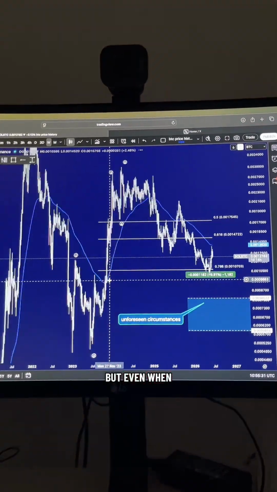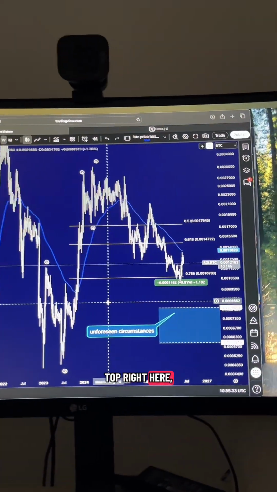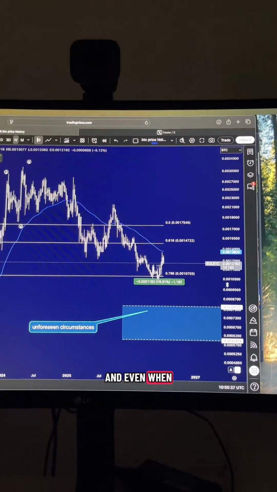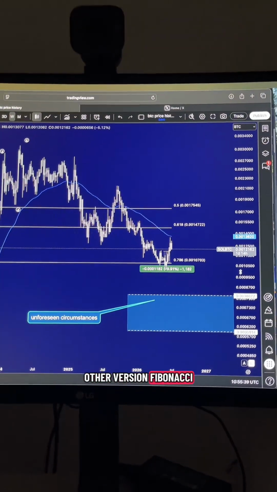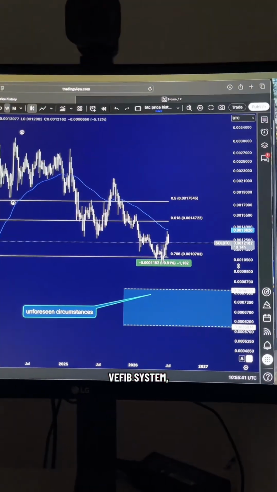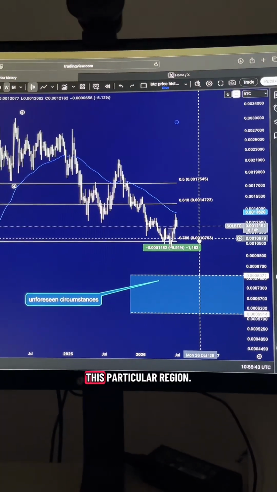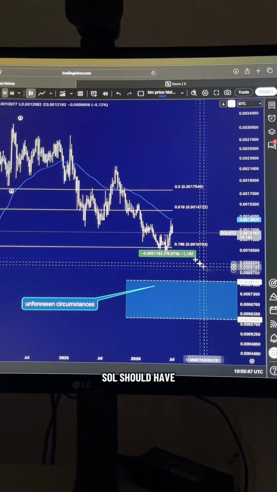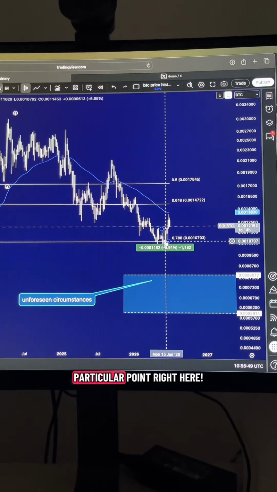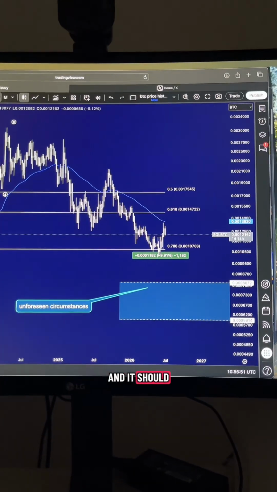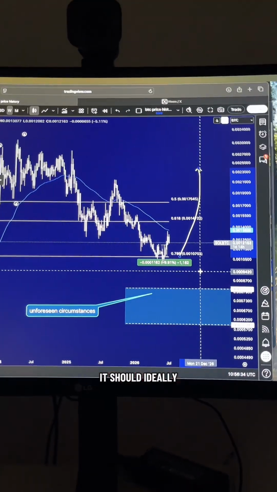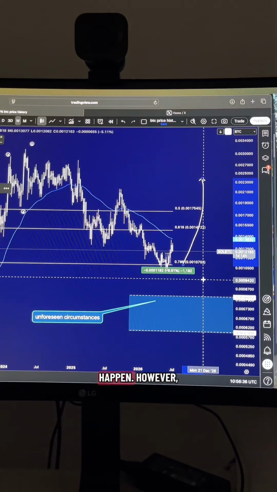Even when you take the Fibonacci from the bottom to the top right here, it gives you the 0.786 at this exact region. And even when you factor in my other version of Fibonacci, which we like to call the VFib system, it gives you the 1.618 at this particular region. So for all intents and purposes, Sol should have bottomed at this point, and it should be going up like so. That is how it should ideally happen.